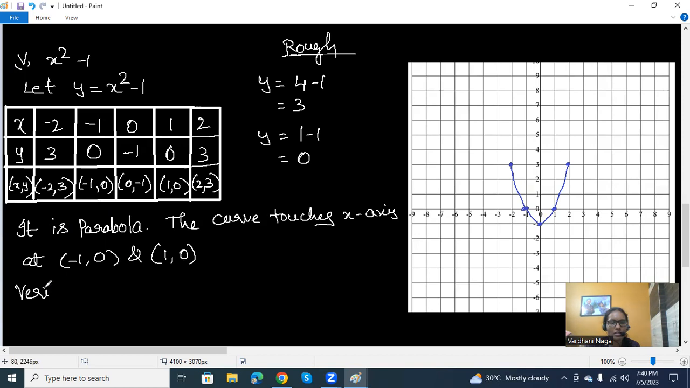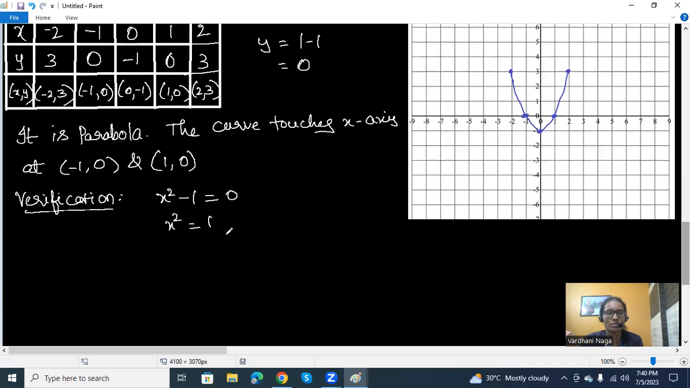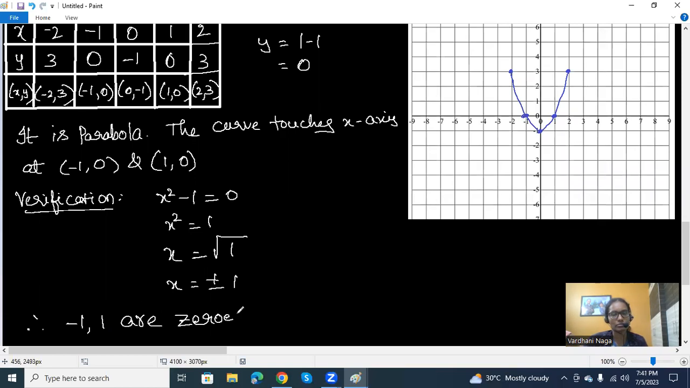Let's do the verification. x square minus 1 equal to 0. x square is equal to 1. So when the square is transposed, it is the square root of 1. The square root of 1 is plus or minus 1. So one is plus 1 and another one is minus 1. Therefore, minus 1 comma plus 1 are the zeros of the polynomial x square minus 1.